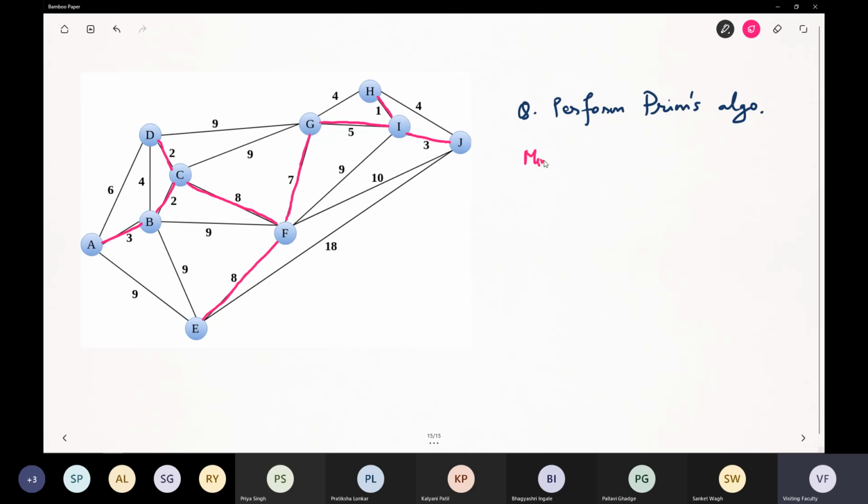And now what is the minimum weight when you do it this way? So again counting from left, it's 3 plus 2 plus 2 plus 8 plus 8 plus 7 plus 5 plus 1 plus 3. And that is equal to, so again 20, 30, 39. So did you make a mistake somewhere? It should become 38.